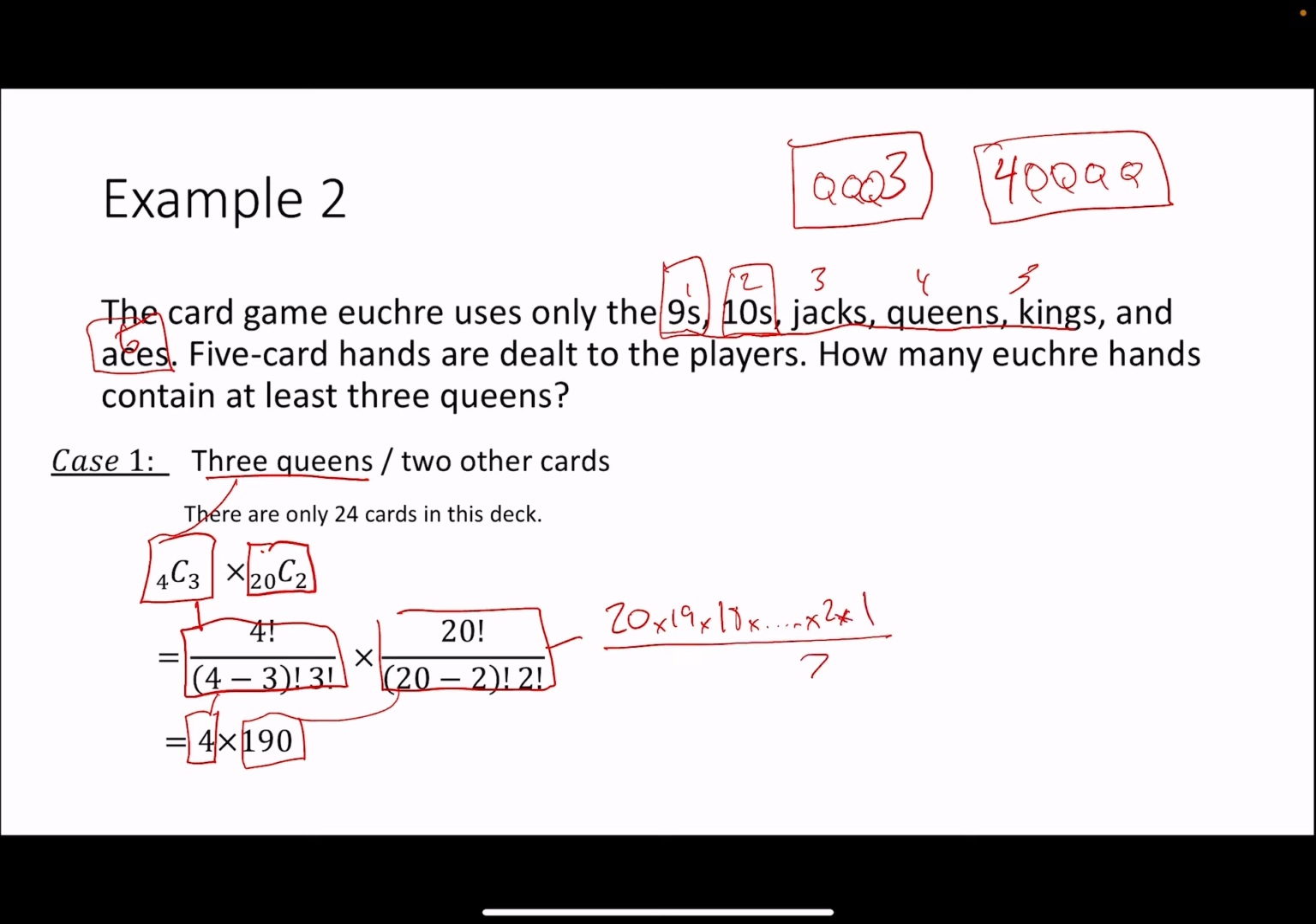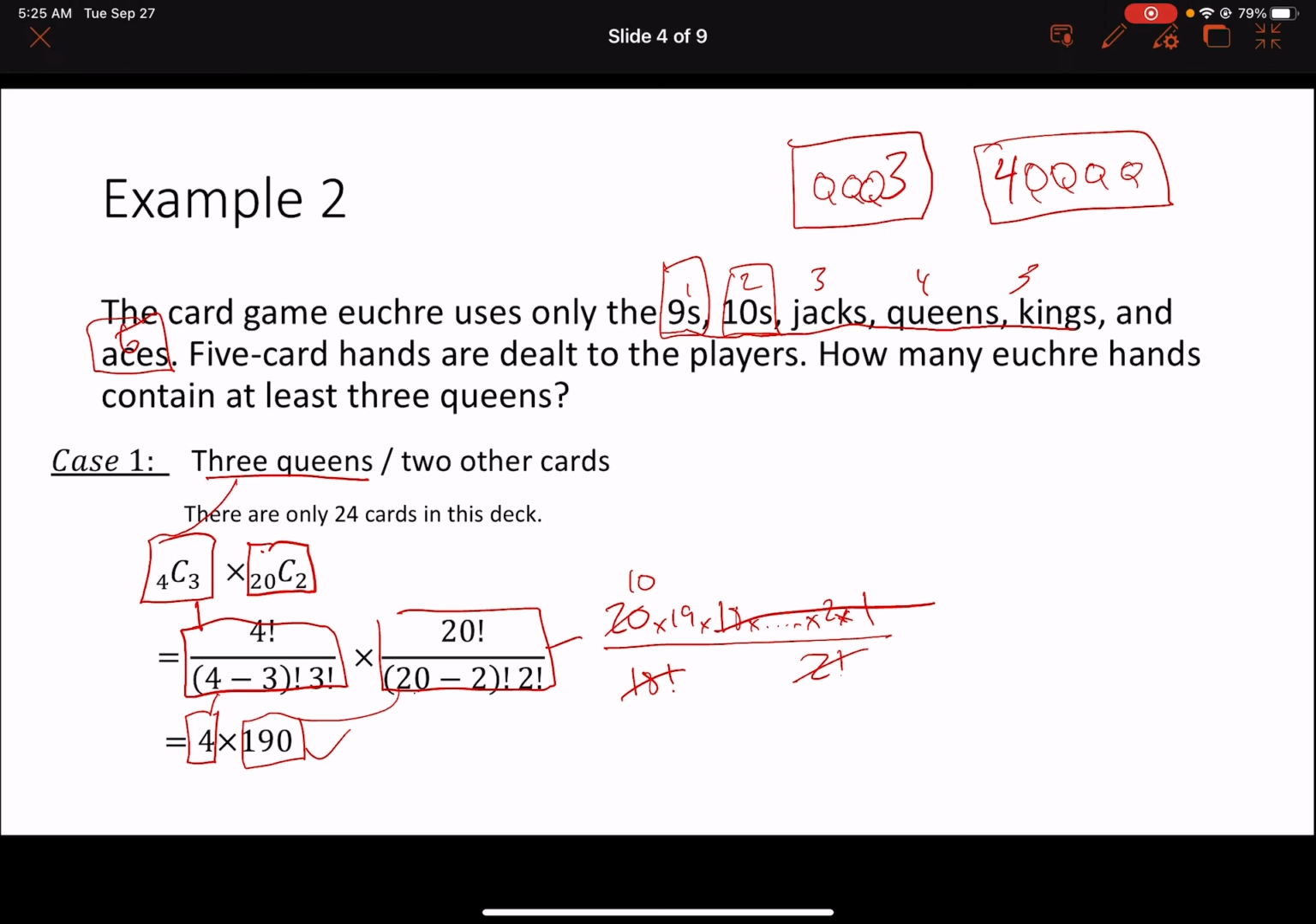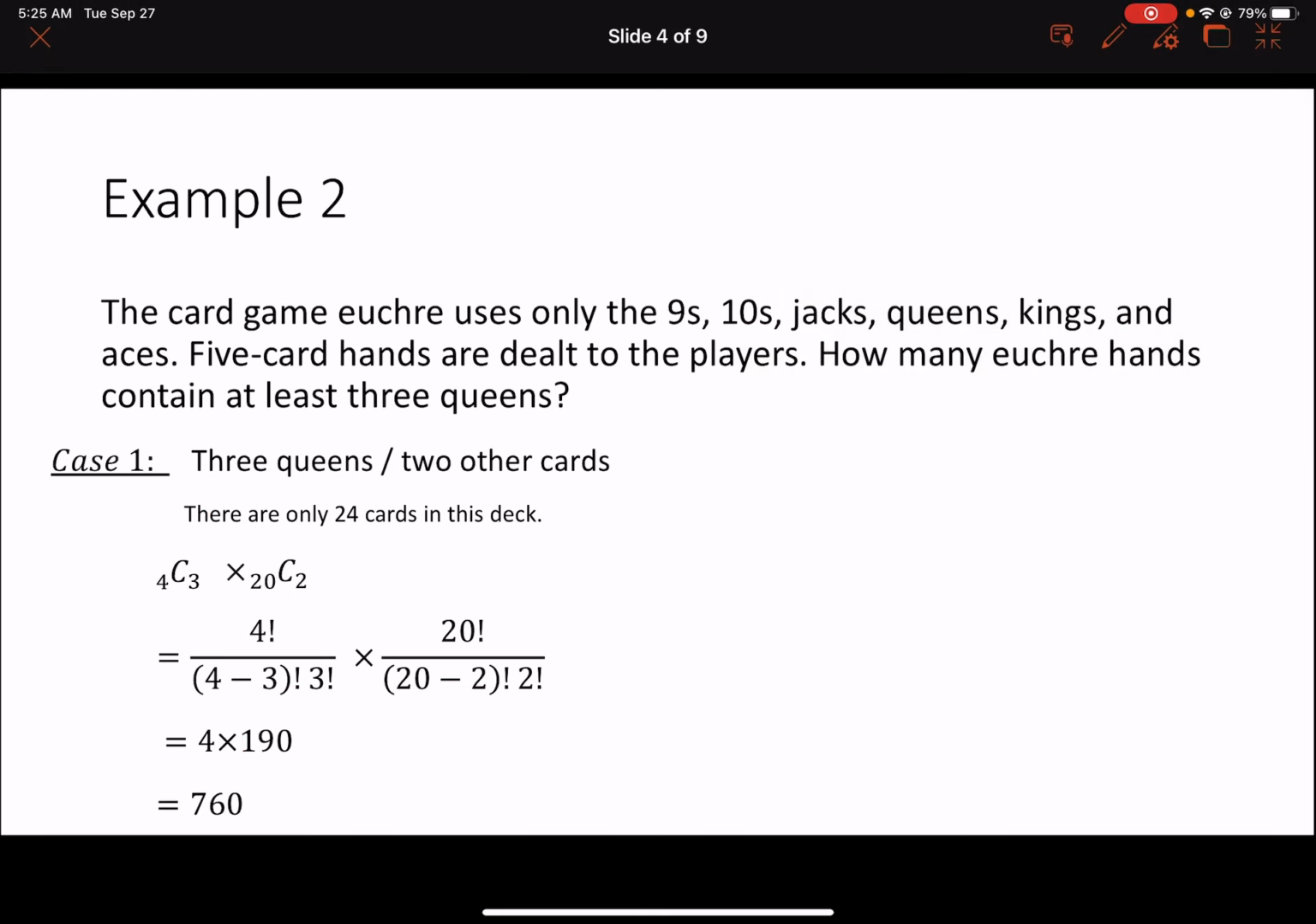And here we have 2 factorial, and we have 20 minus 2, which is 18 factorial, which crosses that out. So it's 10 times 19, which is 190. So you can do the math quickly, or you can use your calculator. It really doesn't matter. At that point, there's 760 ways to select 3 queens.